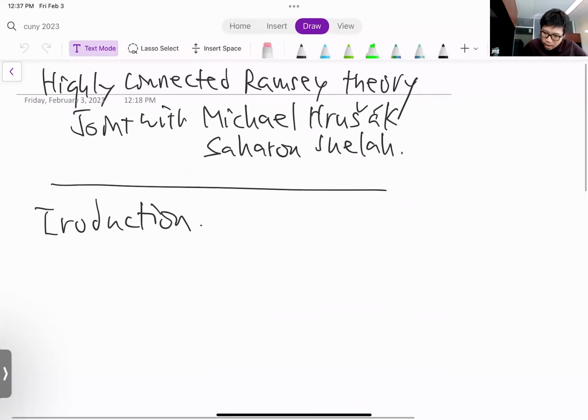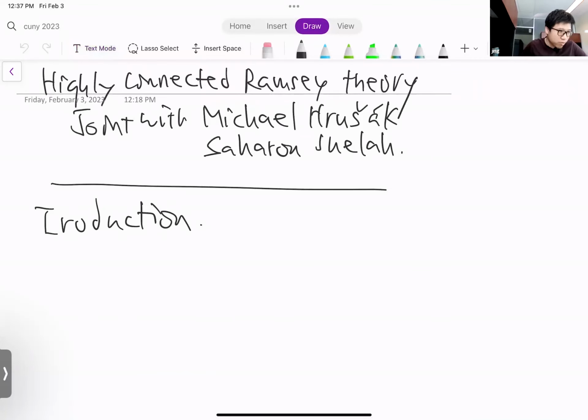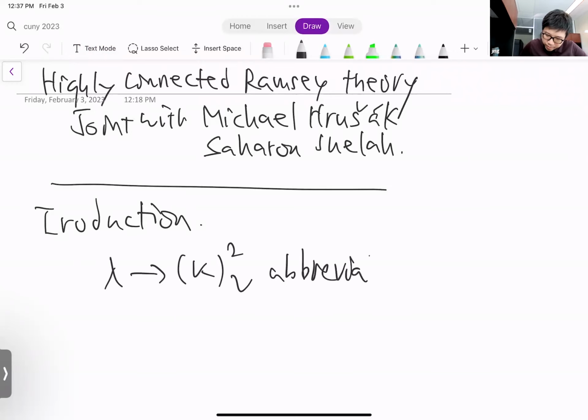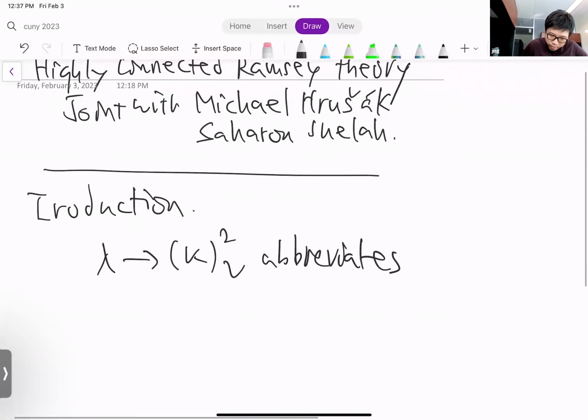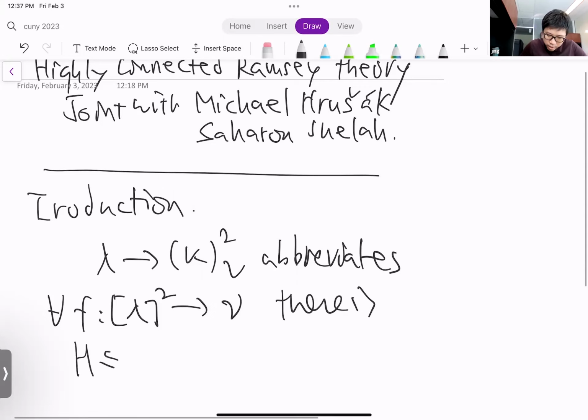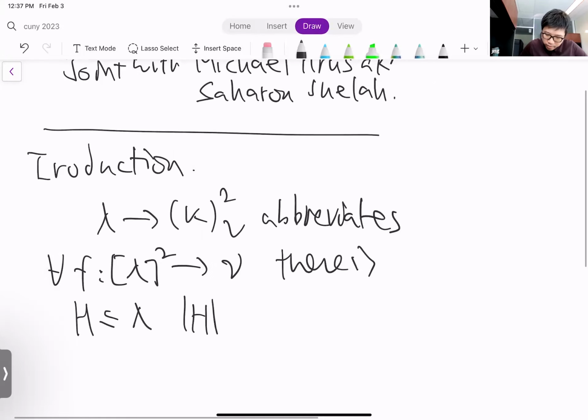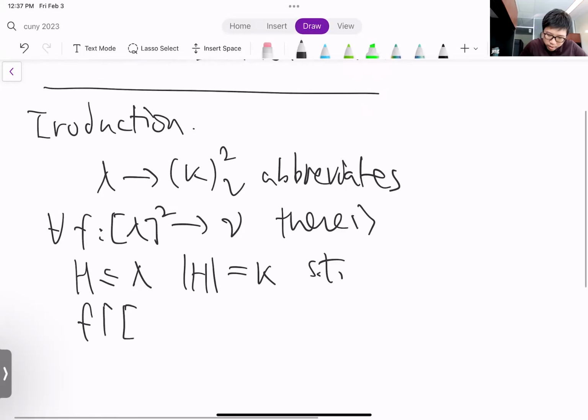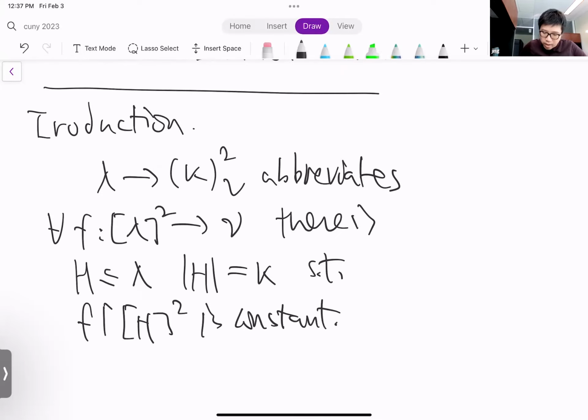I'm sure you've seen this many times, but I'll still repeat it. So lambda arrows kappa to nu abbreviates: for any F from pairs of lambda into nu many colors, there is H a subset of lambda such that the cardinality of H is kappa, such that F restricted to the pairs of H is constant. Okay, so this is the typical Ramsey theorem with the parameters lambda, kappa, and nu.